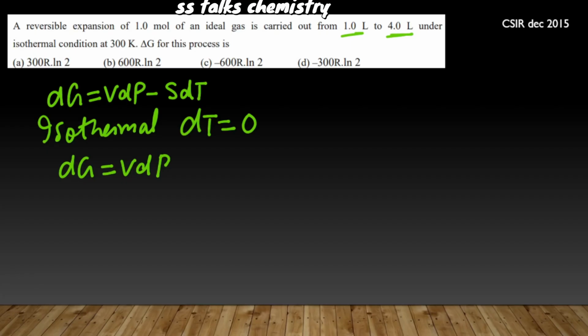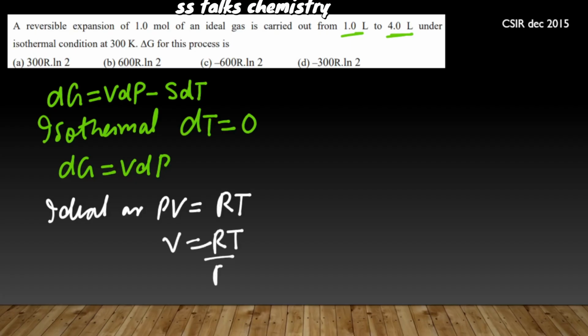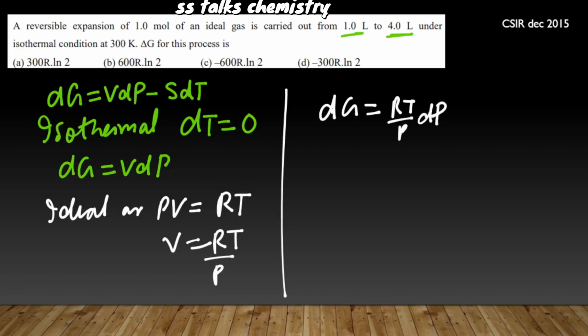Now for the ideal gas, PV is equal to nRT. So 1 mole is given, so RT is there. So volume is going to be RT upon P. This you can substitute in your expression. So dG will be equal to RT upon P into dP, right?